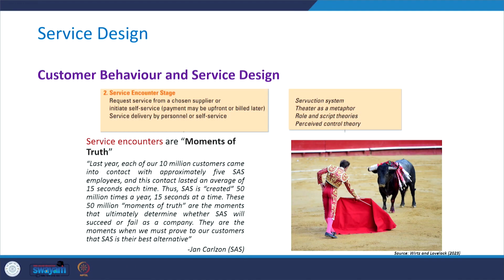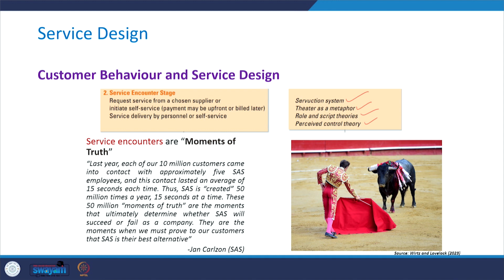Now let's move on to the next important stage in customer behavior, that is the service encounter stage. Here, the customer can either request service from a chosen supplier or initiate self-service, and service delivery happens by personal or self-service methods. And the important concepts that we are going to learn here are servuction systems, theater as a metaphor, role and script theories, and perceived control theory. Let's talk first about service encounters, which are nothing but moments of truth.